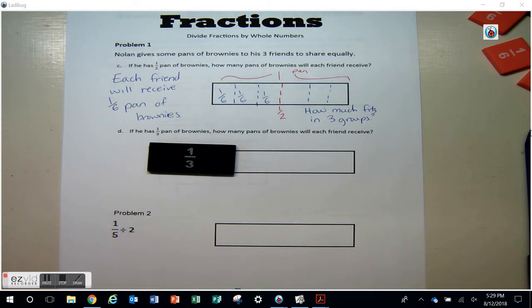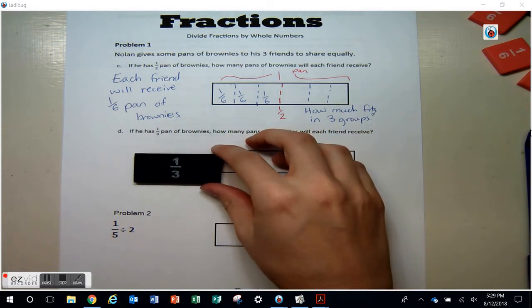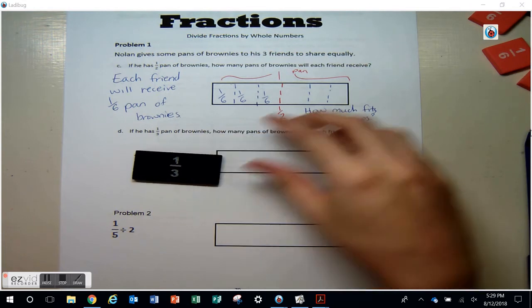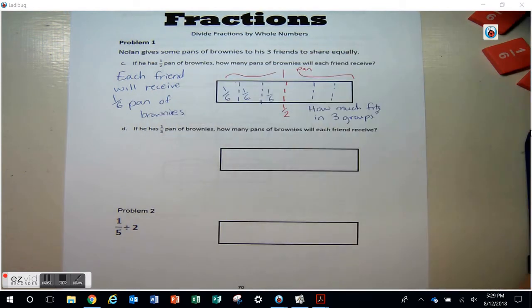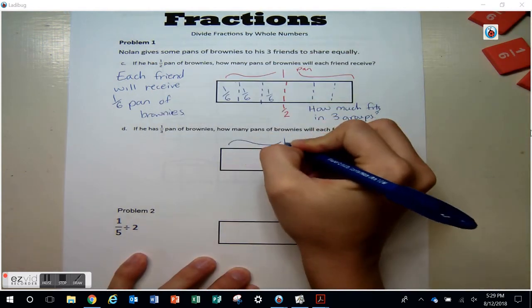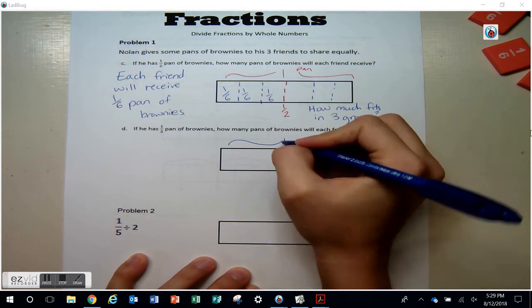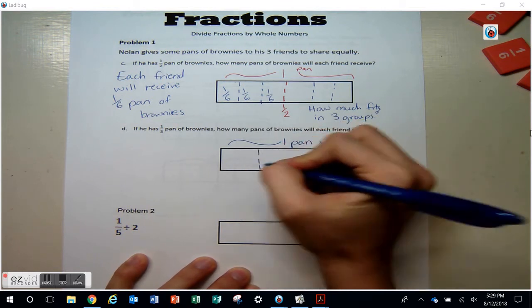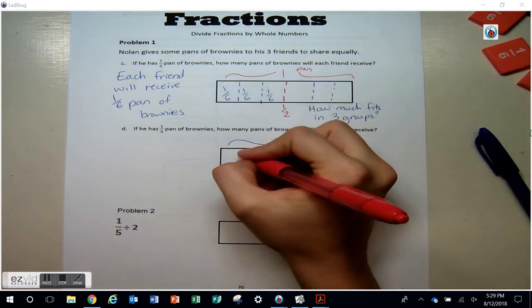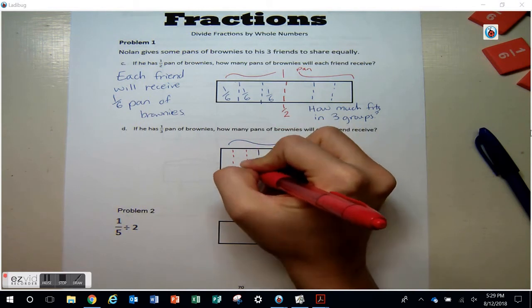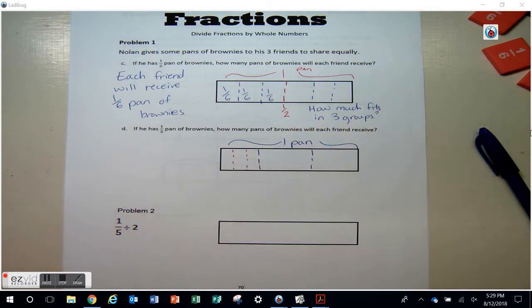How many pans of brownies will each friend receive? Again, we're talking about pans. How much of a pan will each friend receive? Well, if I have 1/3, I like to break that pan up so that way I can see the third that I have. So let's make this our 1 pan. And we're going to do 1, 2, 3. And each friend, he has 3 friends, 1, 2, 3, receive part of that third of a pan.